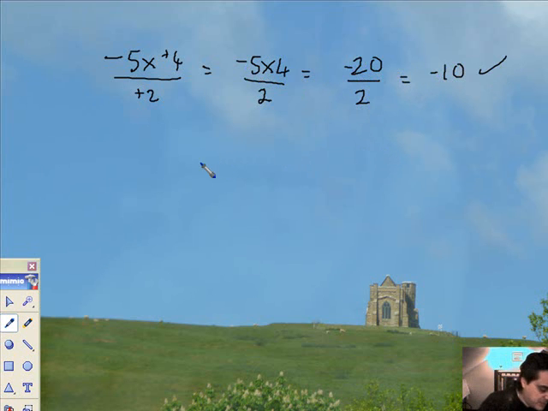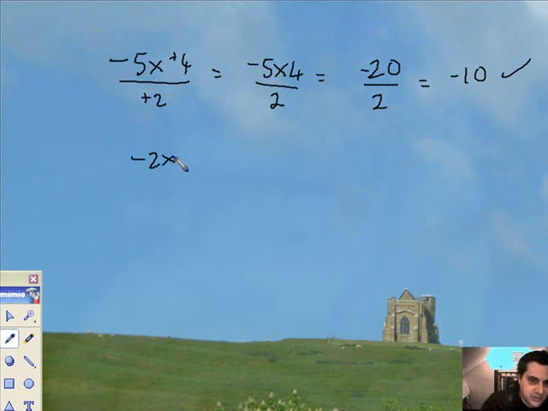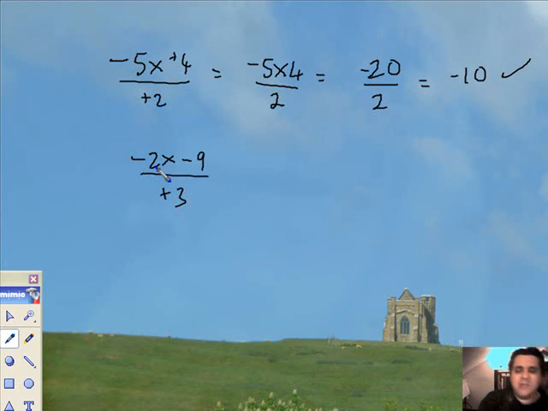Pick another one. Pick the middle one. Pick C. Minus 2 times minus 9 divide the whole thing by positive 3. Well, minus 2 times minus 9. Minus times minus is a plus, 2 9s are 18. Divided by an ordinary looking 3, answer 6. Piece of cake. Last one, do it over here.